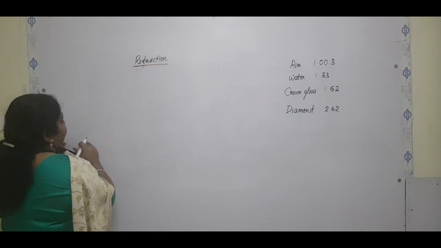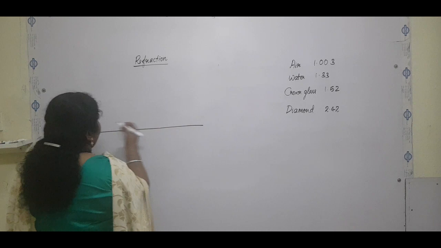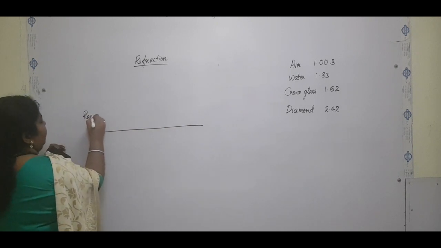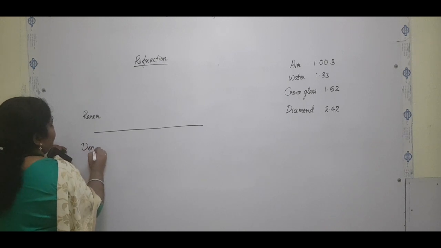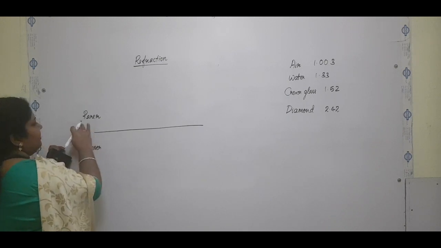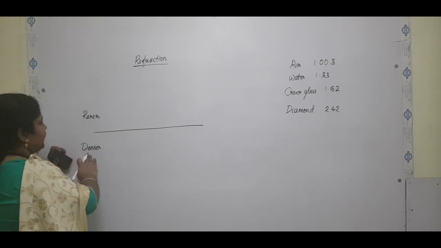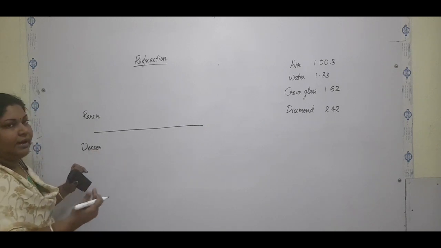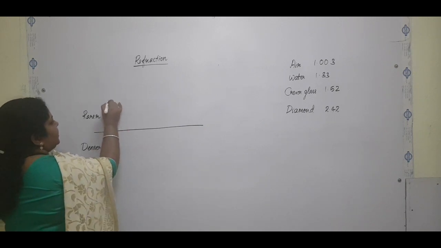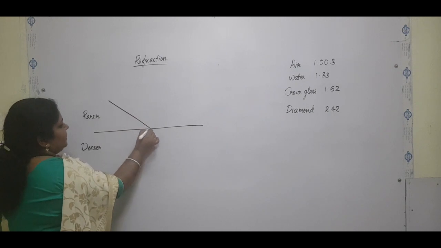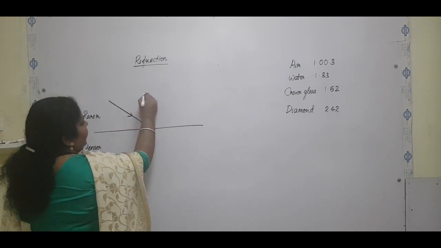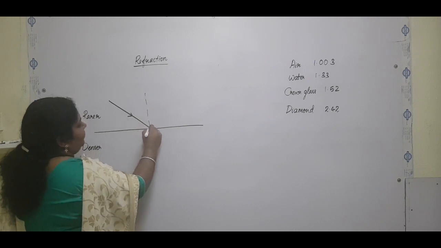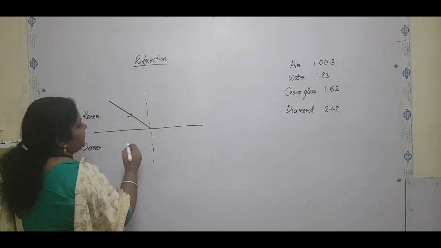Okay, so here we are taking a rarer medium and a denser medium. The first medium has a lower refractive index, and the second medium has a higher refractive index. When light passes from a rarer medium to a denser medium, this is the incident ray, and we have to draw the normal at the point of incidence.